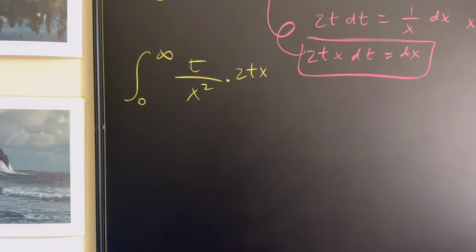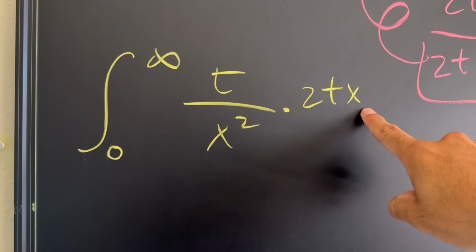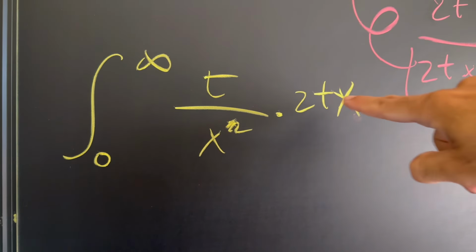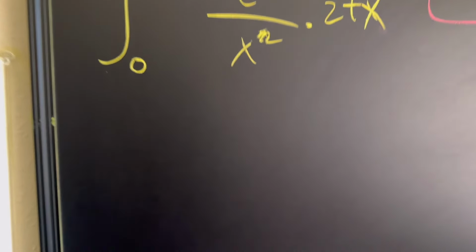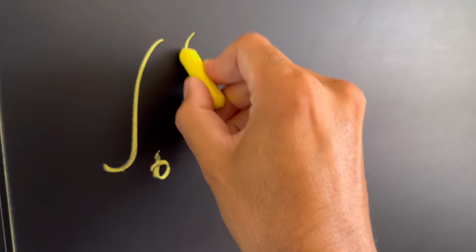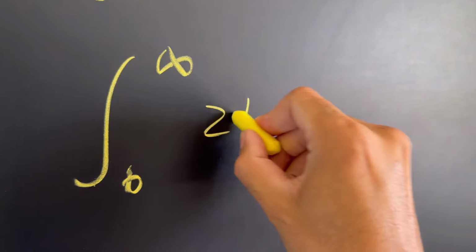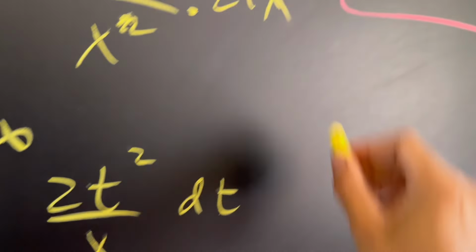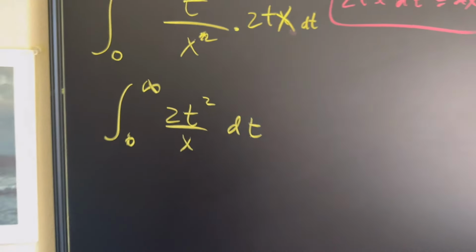All right, so let's talk about what's going to happen here. The x on the top is going to cancel out with one of the x's on the bottom. Not too bad. And then the t's can multiply together. So this will give us an integral from 0 to infinity of 2t squared over x with respect to t. We should probably have a dt right there.